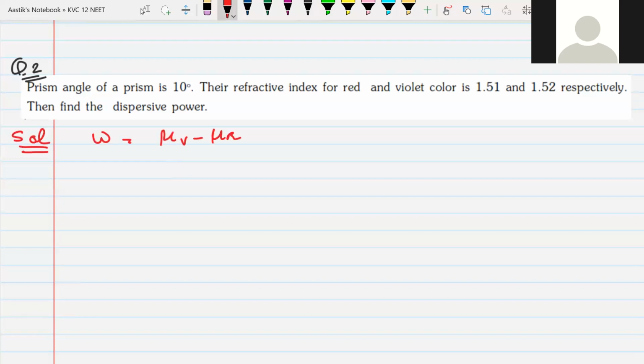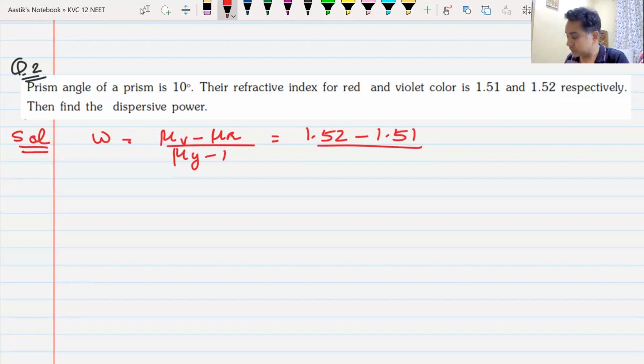I hope you can see my screen, divided by mu yellow minus 1. Mu violet is 1.52. Mu red is 1.51, divided by the mean of this, right? What is the mean of this? 1.52 and 1.51. The mean would be 1.515. Yes or no? Yes, sir. So it will approximately give you 0.19, or approximately 0.2.